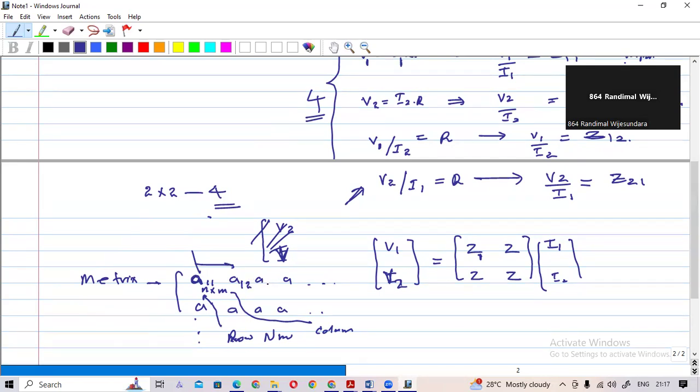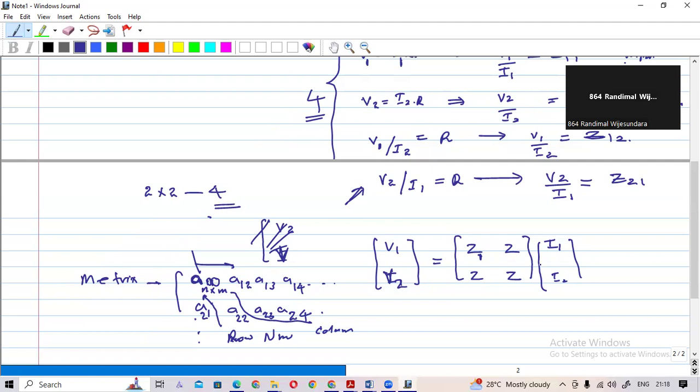This will be first row, third column: 1, 3. This will be first row, fourth column: 1, 4. This will be second row, first column. This will be second row, second column. This will be second row, third column, and second row, fourth column. So this is the row number, and this is the column number.